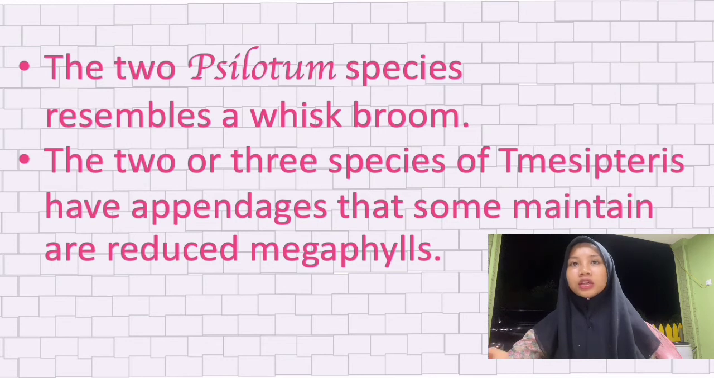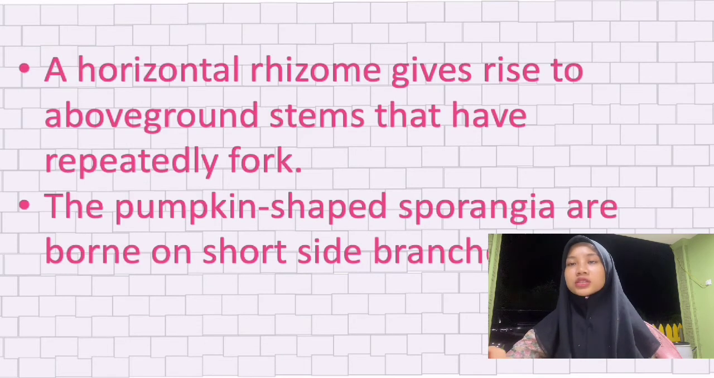Okay, and then a horizontal rhizome gives rise to aboveground stems that have repeatedly forked. And last but not least, the pumpkin-shaped sporangia are borne on short side branches.